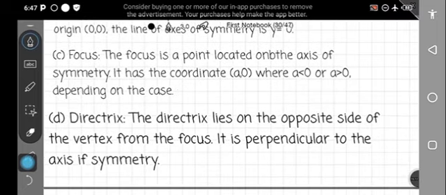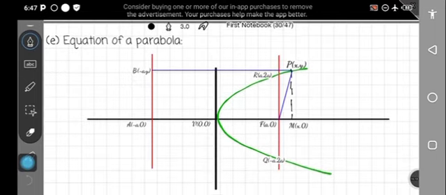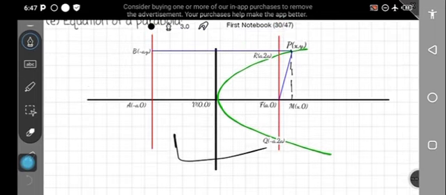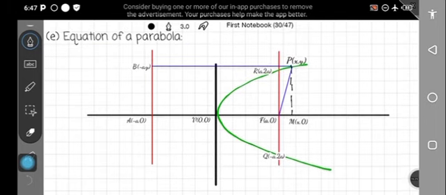So that is the directrix, and let's move on to the equation of a parabola. We will still consider the same diagram to derive the equation of our parabola. So you have to consider this line BP and PF, right? Let's consider this line BP first.